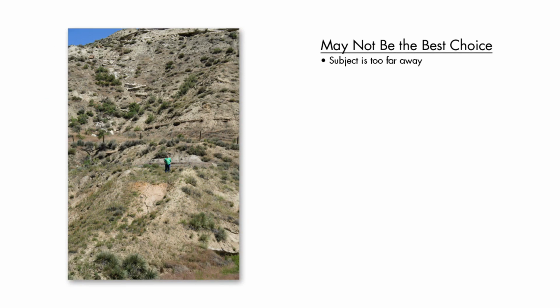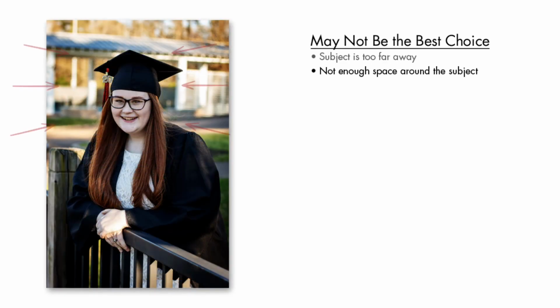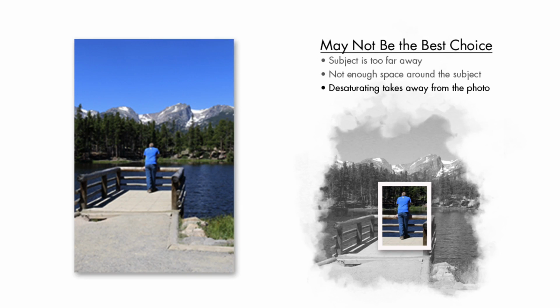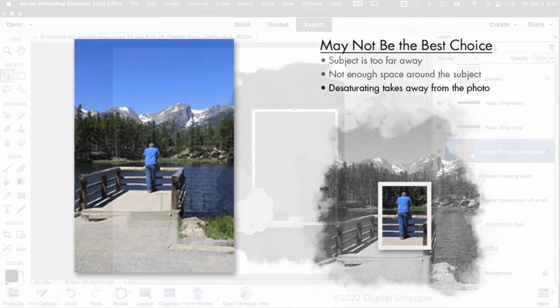While there is plenty of space in the background of this photo, the subject is just too far away. And here in this photo of my daughter, while it's a great image, there really isn't enough space for this technique to work well here. And lastly, this picture actually has a great background and a good amount of space around the subject, but using this technique won't really make the image any better, so it just doesn't make sense to choose it.